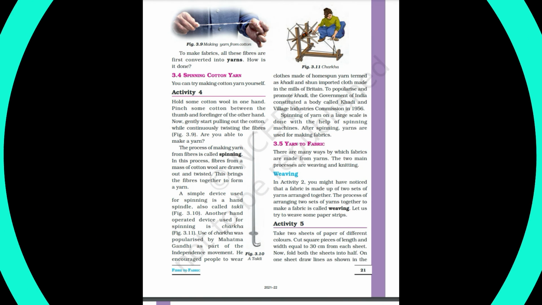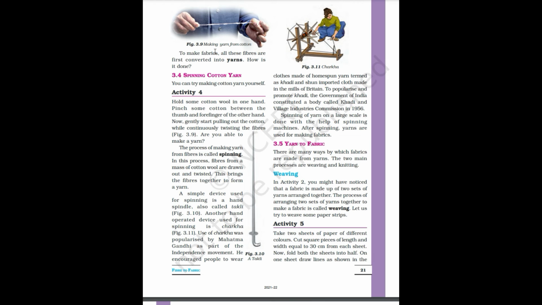Next page. To make fabrics, all these fibers are first converted into yarns. How is it done? Now we learn how the fibers are spun into yarns. Let's read this, and this would be the last page. You can try making cotton yarn yourself. Activity 4. We are now going to make a cotton yarn, which is again very tough, I think.